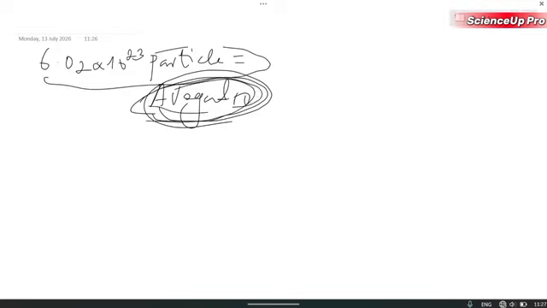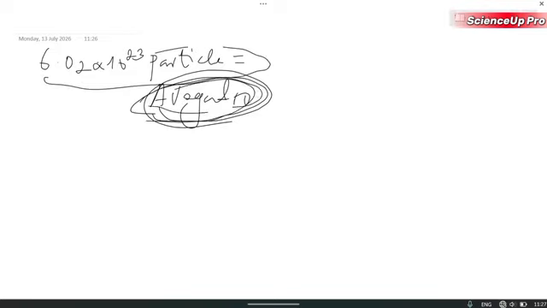Okay, let me take you to the core concept for today, which is how to calculate number of moles and how to calculate number of particles given a particular type of question. Actually, there is a relationship between number of moles and number of particles.